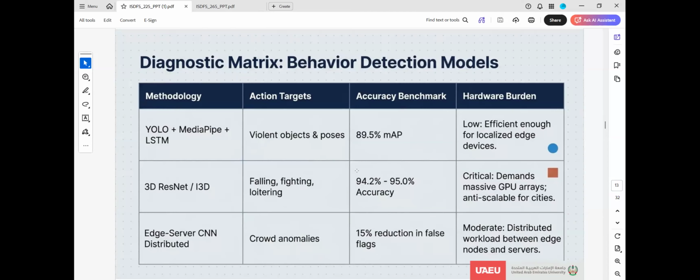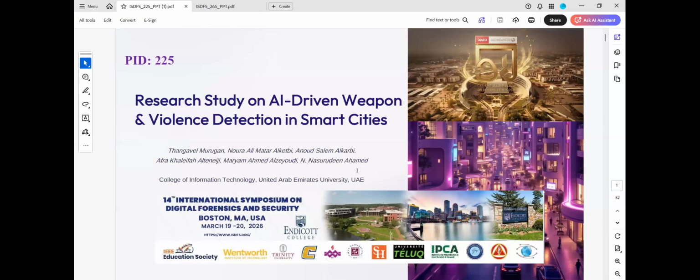But till now they have a problem in the sense of efficient localized edge devices, distributed edge nodes and edge servers. That is the problem.